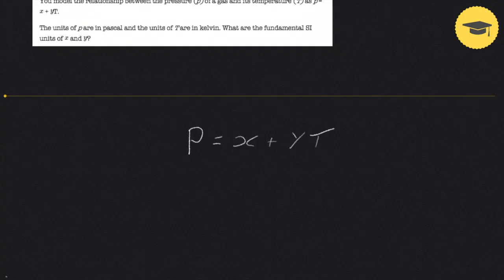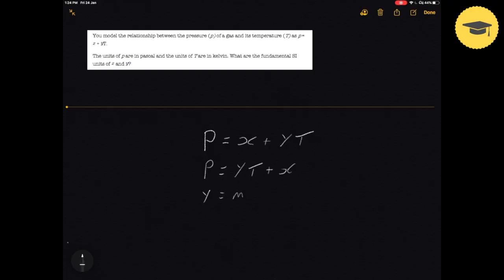Okay, so in this question, you're given a relationship for P and T, that relationship being P is equal to X plus YT. But I'm going to write it down again in a slightly different order. If I just switch the X and the YT, hopefully this reminds you a little bit of the function for a straight line graph, that being y equals mx plus c.